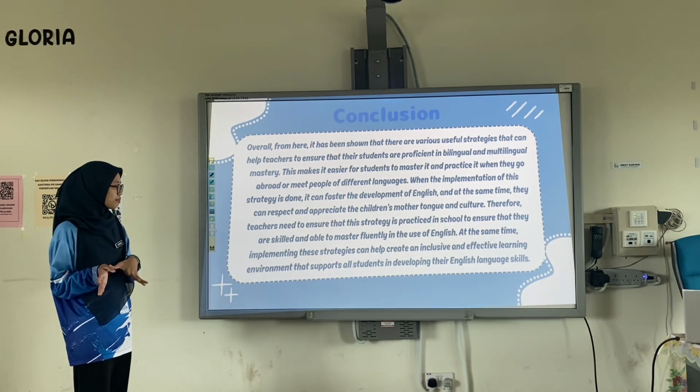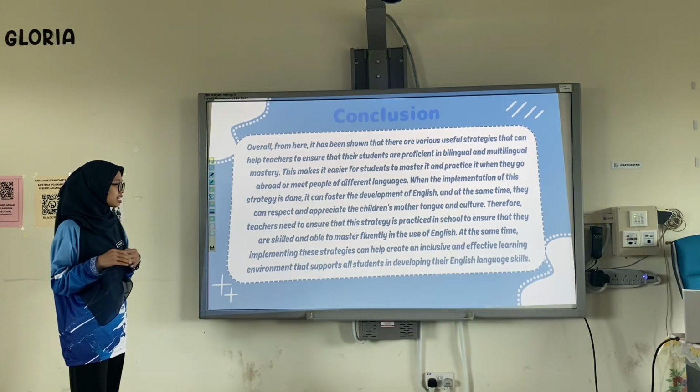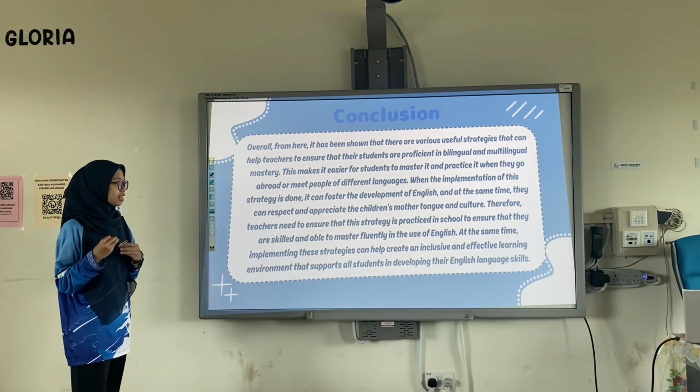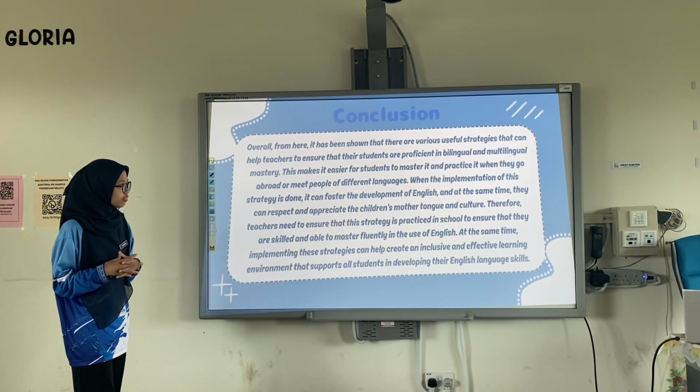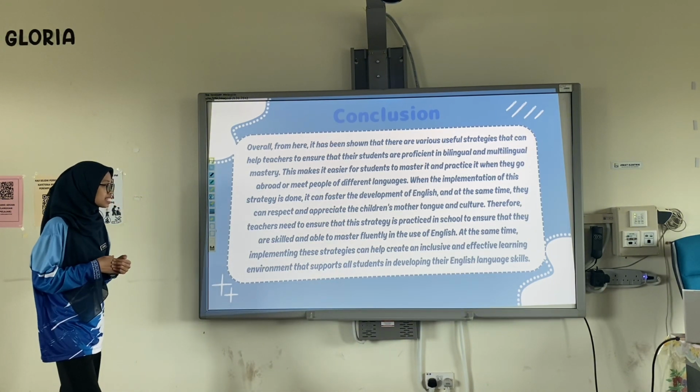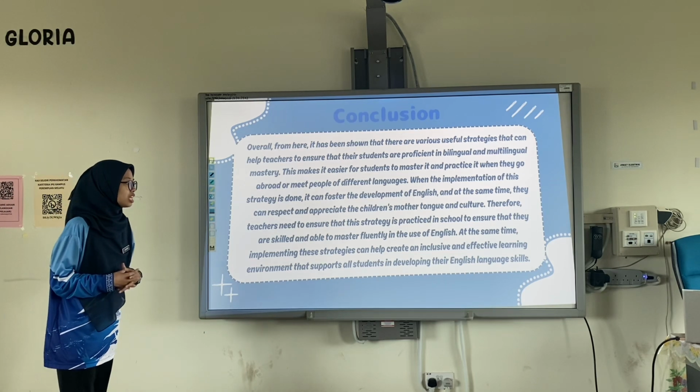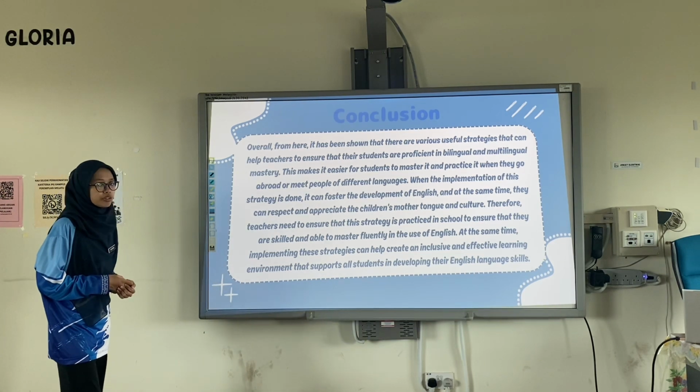At the same time, implementing these strategies can help create an inclusive and effective learning environment that supports all students in developing their English language skills.